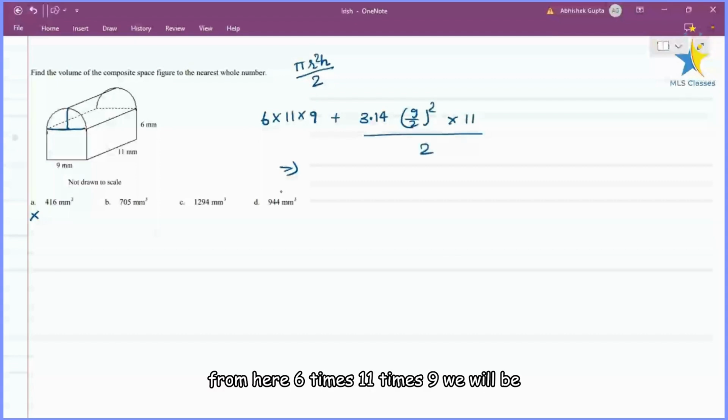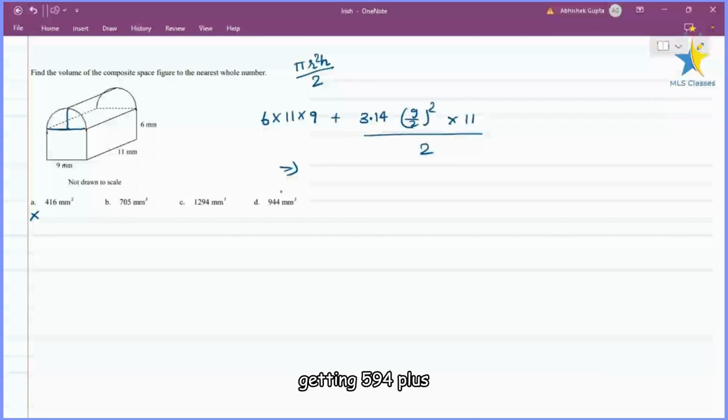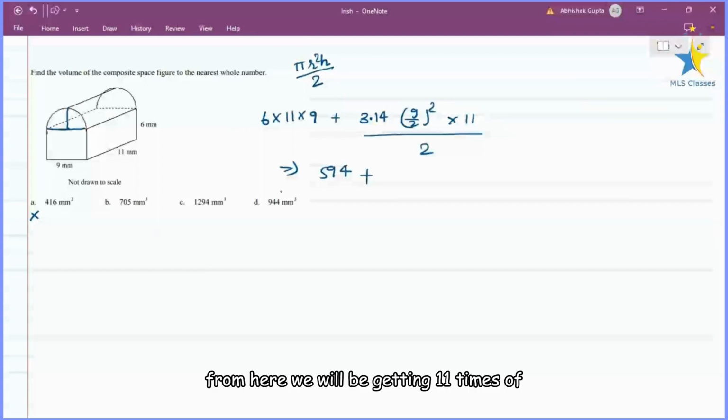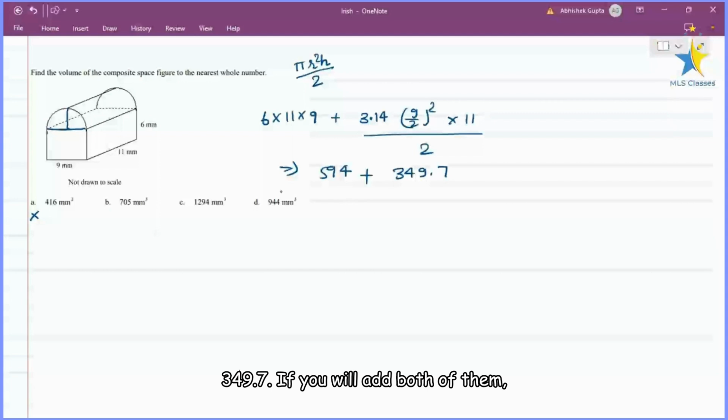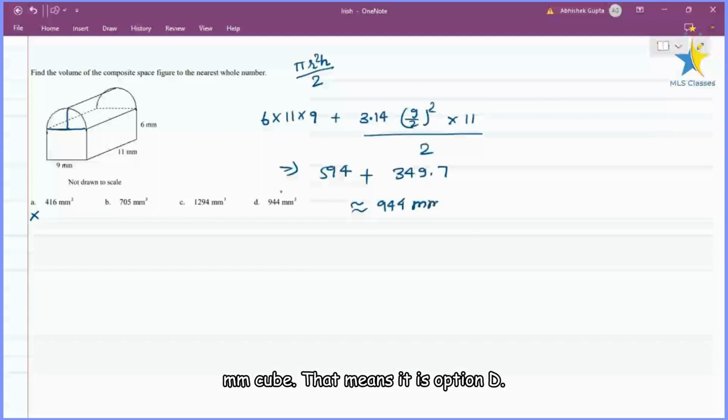So from here 6 times 11 times 9 gives us 594, plus from here we get 11 times 3.14 times 4.5 squared. So we are getting 699.435, divided by 2, so we will be getting 349.7. If you add both of them, that will be close to 944 mm cubed. That means it's option D.